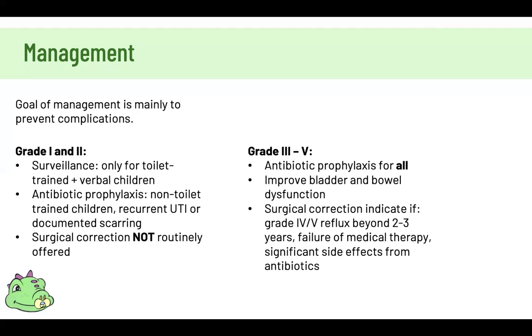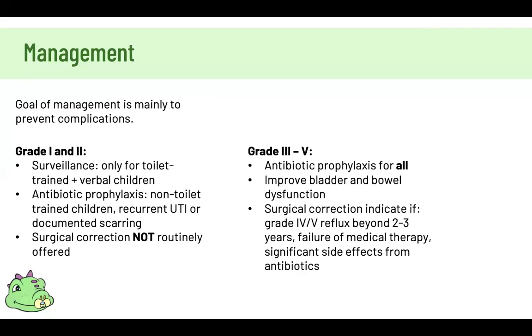And just routinely, surgical correction isn't offered for grades 1 and 2. So it would be a very special circumstance where surgical correction is done for grades 1 and 2 VUR. In comparison, for grades 3 to 5, all these kids will have antibiotic prophylaxis just because the risk of infection is so high as you get more severe. Other goals of treatment would be to try and improve bladder and bowel dysfunction. So in particular for secondary VUR, trying to improve the comorbidities can lead to improvement of the VUR symptoms themselves.